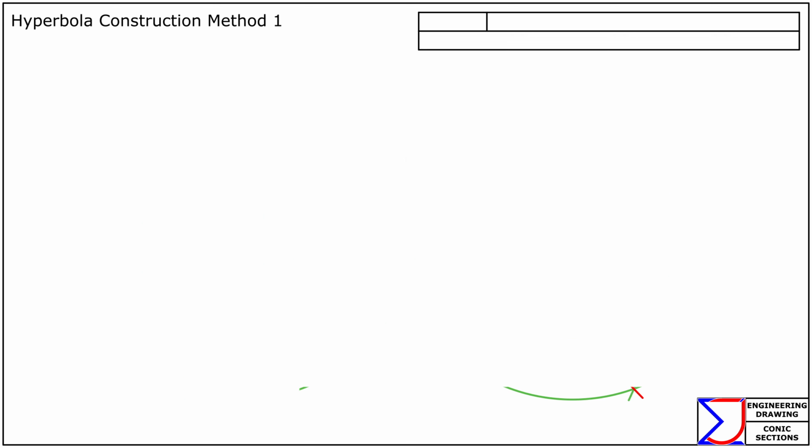Hyperbola construction method 1. Let's start with the intersecting arcs method to construct the hyperbola, having a distance between foci of 80 mm and a distance between vertices of 60 mm.